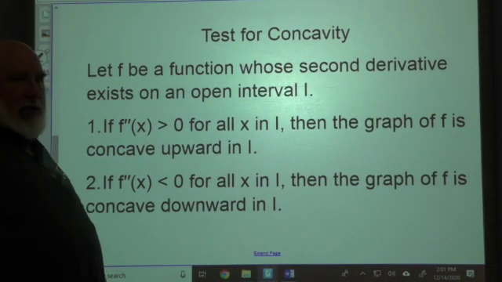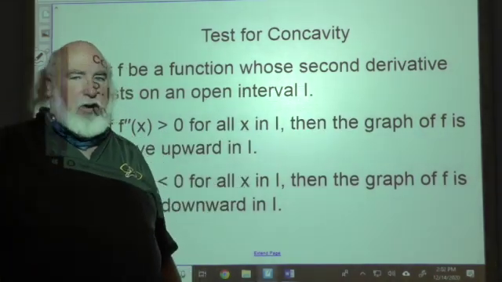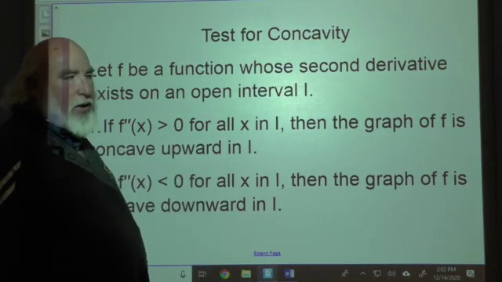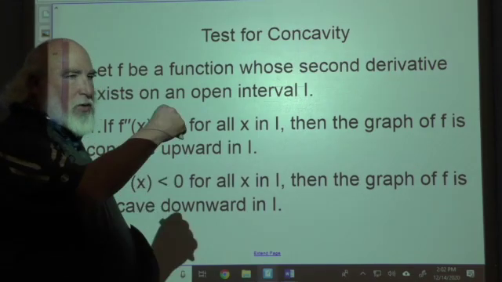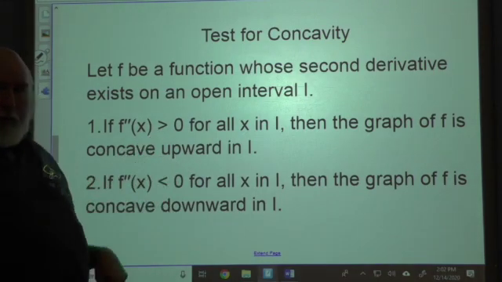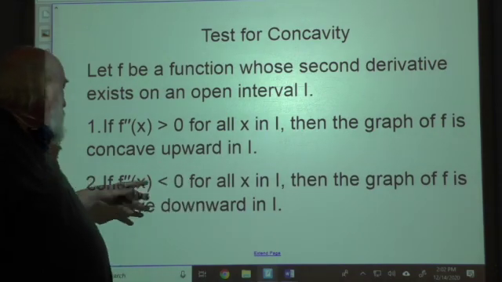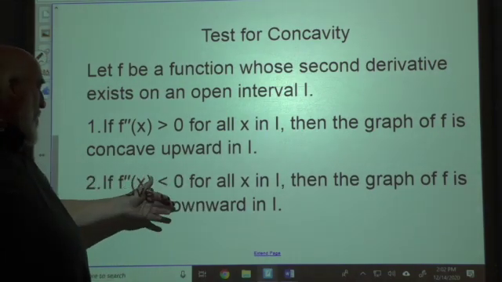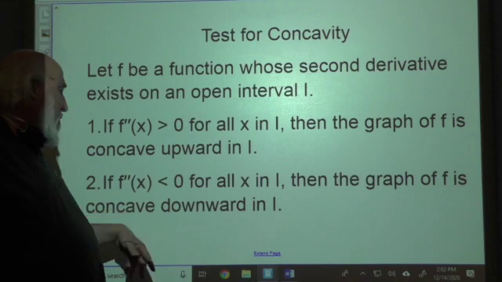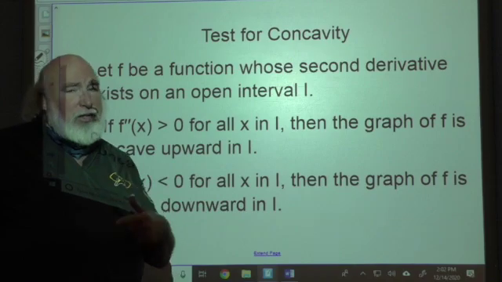To test for it, we look at something called a second derivative. It's the derivative of the first derivative. So you're given a function, you find the first derivative, and then you find the second derivative, which is the derivative of that first derivative. If that turns out to be positive, it is concave upward. It's concave downward if the double prime, the second derivative, is negative. And if it's in between, then it's neither one. That's something we deal with in the section after this.